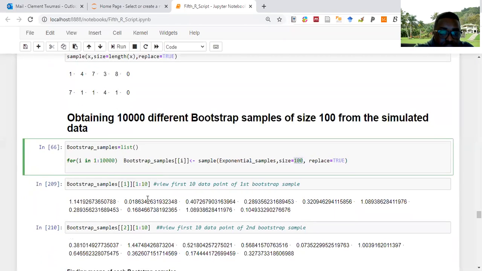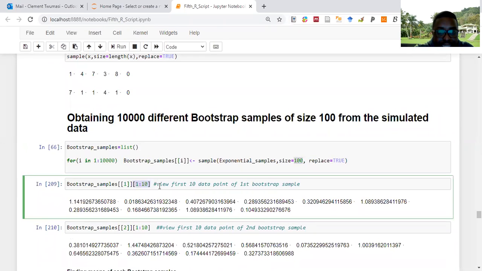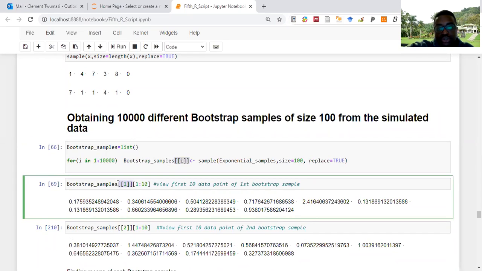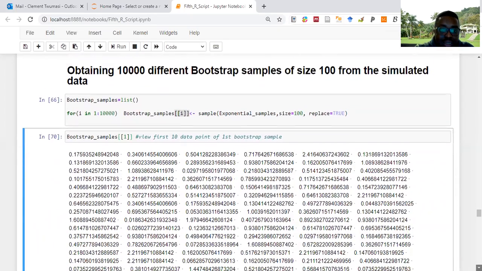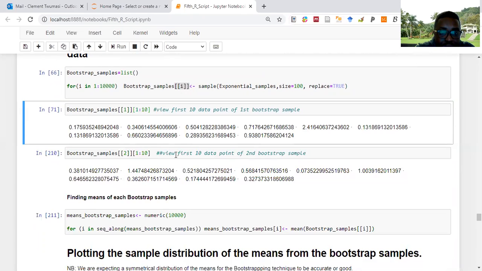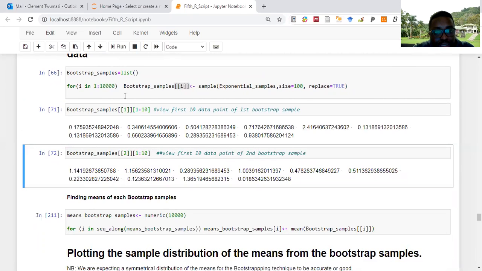So here I only extracted the first 10 numbers for you to see that each bootstrap sample is different. Don't forget that here I created a list, and the reason why I created a list was that each list element should save one of the different bootstrap samples. So bringing the index 1 here means that I'm extracting the first bootstrap sample. If I ignore this, it will print out all the 100 data points of the first bootstrap sample. But here I didn't want to print all the 100, so I just printed the first 10 for you to see that if you look at the first 10 here, and then the next bootstrap sample, the values are literally different.